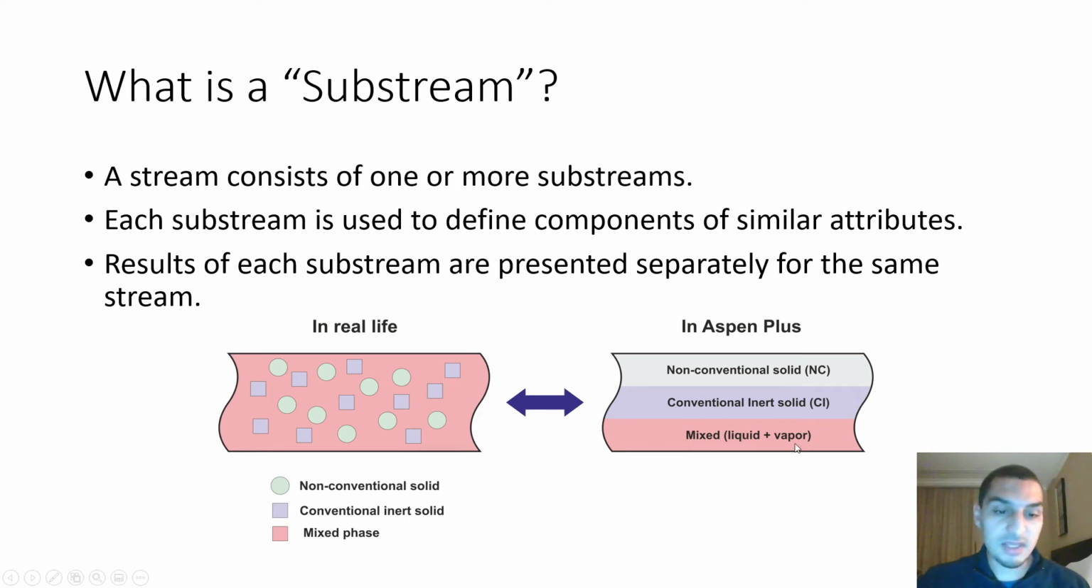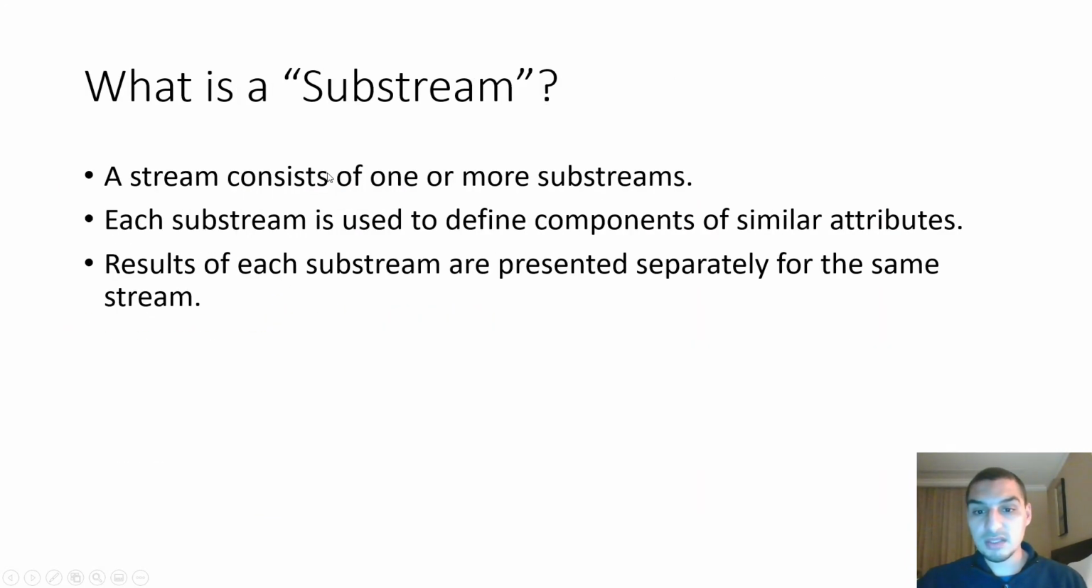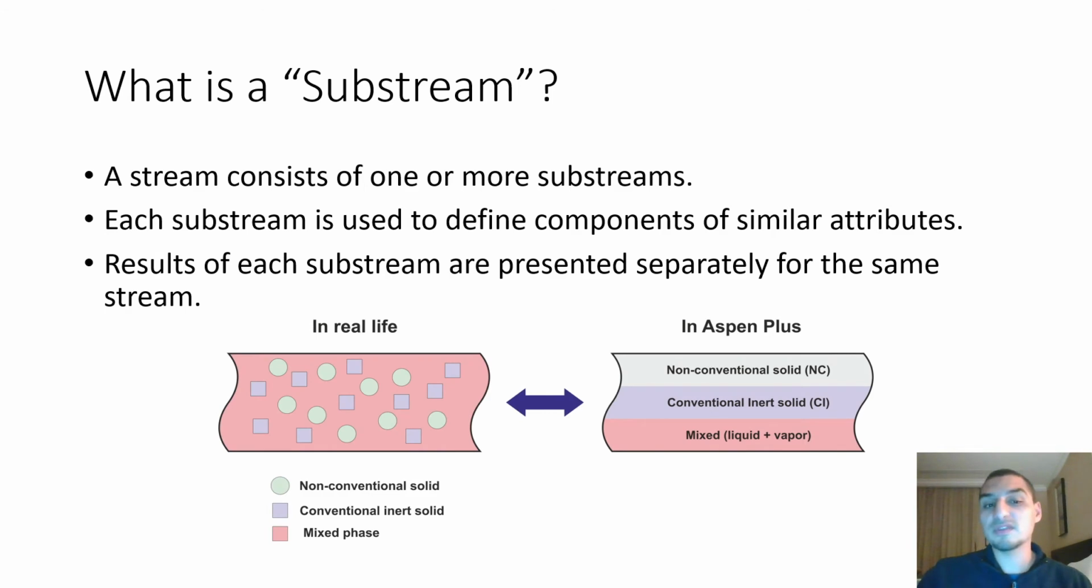So I can define the liquid and vapor phase in the mixed part, and in the conventional inert solid, you can define the conventional solids if you have any, and in here you can define the non-conventional solids. That's why in this window we had a tab for mixed phase, which is for the liquids and gases, and here the conventional inert solid, and here for defining the non-conventional solids. So this is the point of having the substreams. Each tab represents one different substream.